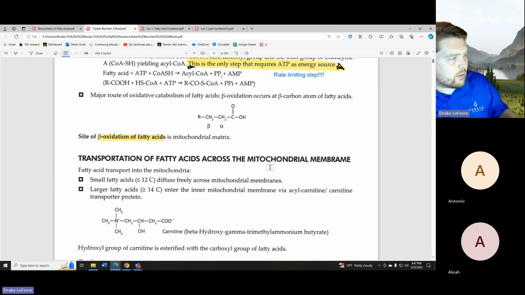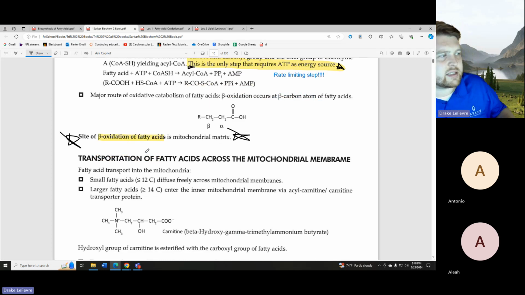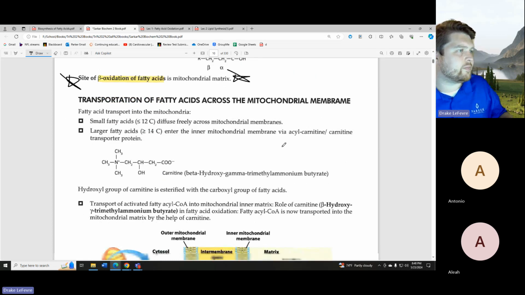So the major route of oxidative catabolism of fatty acids, we talk about beta oxidation, which occurs at the beta carbon atom of fatty acids. And the site of the beta oxidation of fatty acids is the mitochondrial matrix. Again, that right there, I promise it's some type of test question. It might be a little bit more specific, like it might list a step of beta oxidation, and that specific step is going to say, where does this take place? And it's going to have it within the mitochondrial matrix.